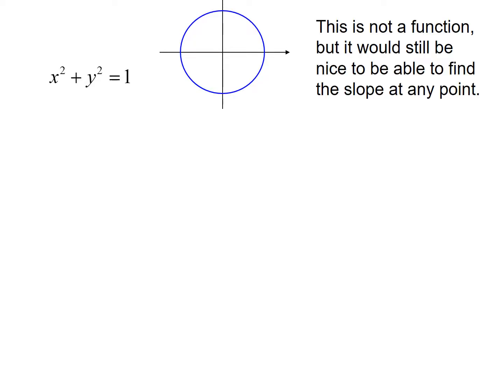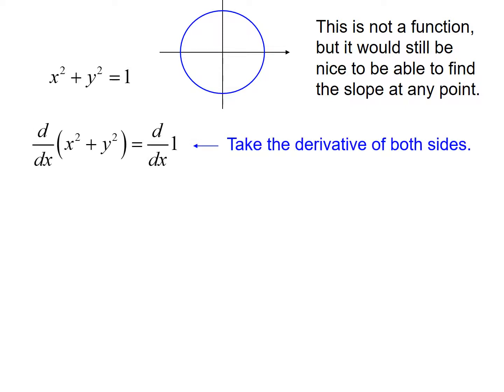Okay, here we have x squared plus y squared equals 1. This is a circle with radius 1. And we might want to find the slope at any point along this circle, even though this is not a function. So we take the derivative of both sides with respect to x. So we're going to take the derivative of x squared with respect to x. There's nothing new there. We're going to take the derivative of 1 with respect to x.